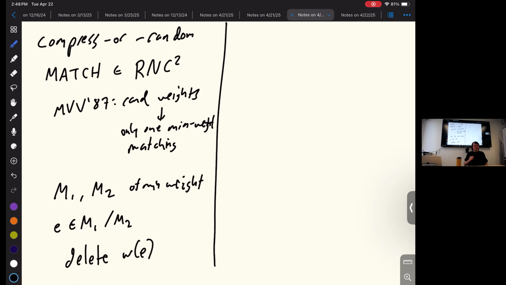Just look on your catalytic tape, find this edge that's in one of the matchings and not the other, delete it. I just told you how to recover it, right? Just find the matchings again. And then you can find the matchings without needing to know what the weight of E is. You just need to know one matching has it and one matching doesn't. They're the min weight ones, so you just look for the minimum weight of any matching. And then you can free up log n bits on your catalytic tape this way.